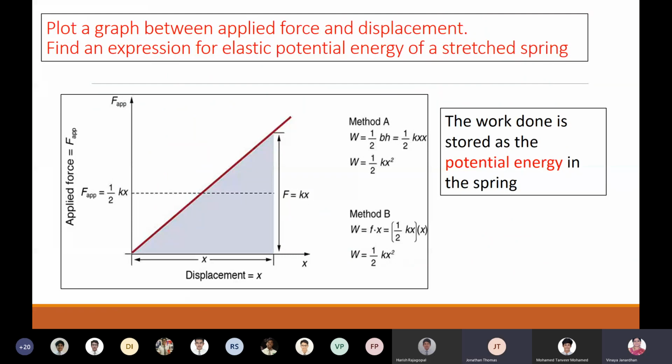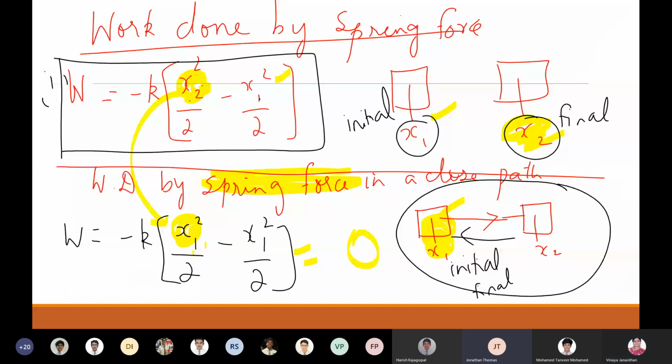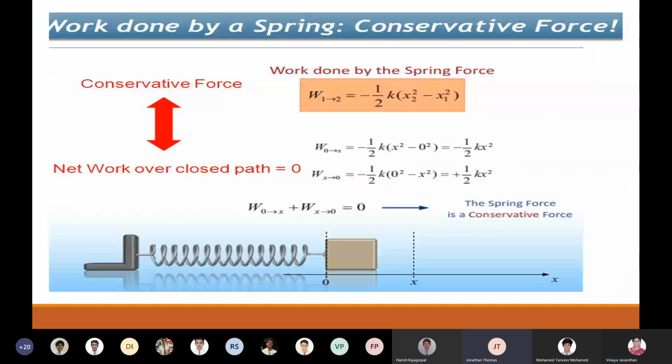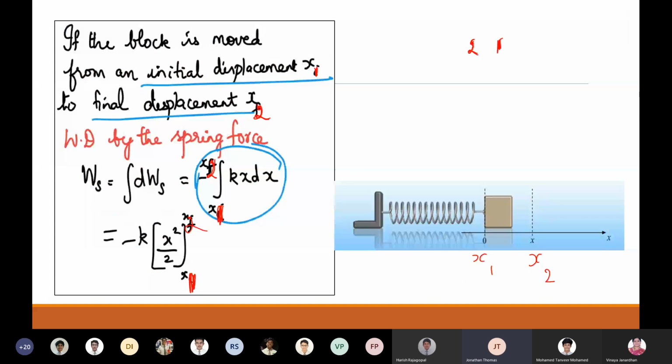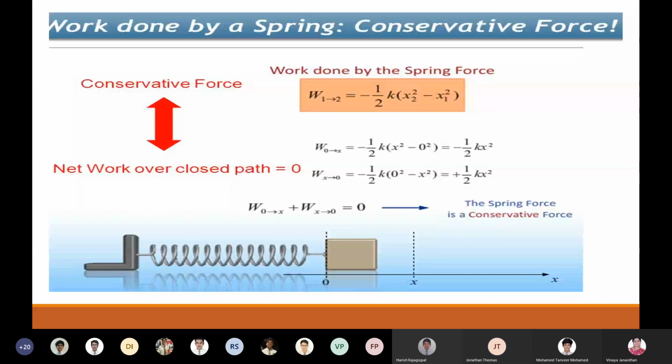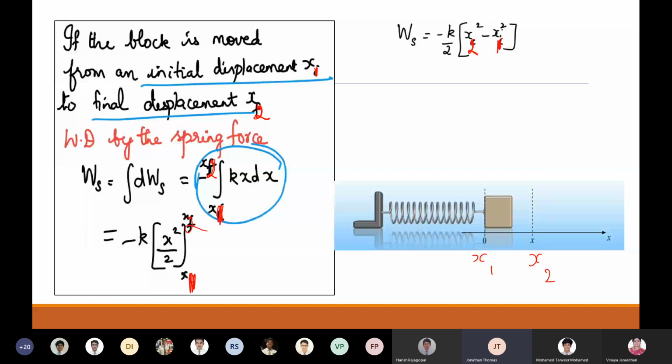Before that, yes, boys? Ma'am, can you show the previous two slides for 1 minute? Ma'am, the one before this. Oh, thank you, ma'am.